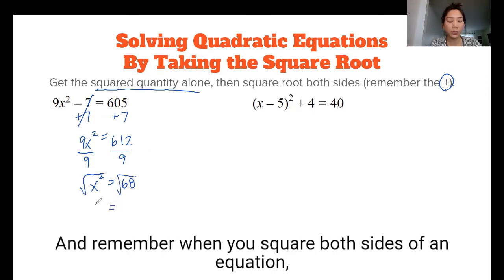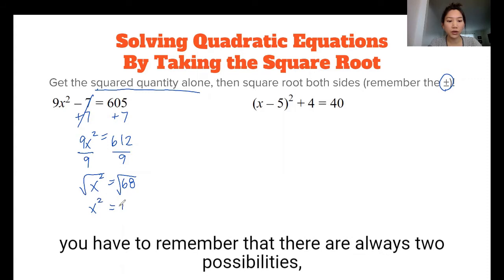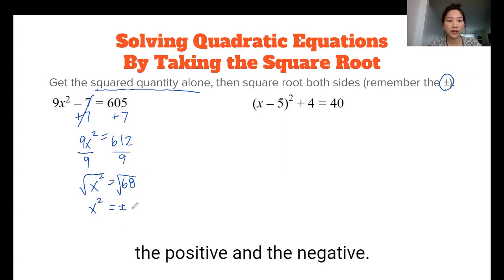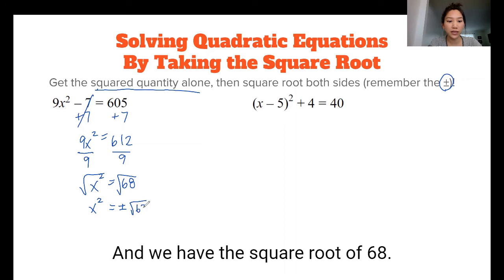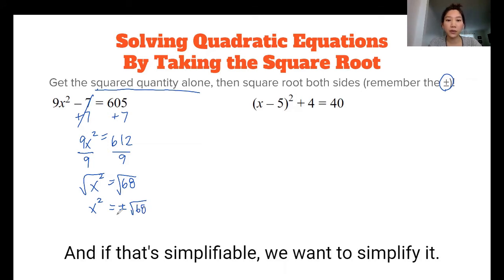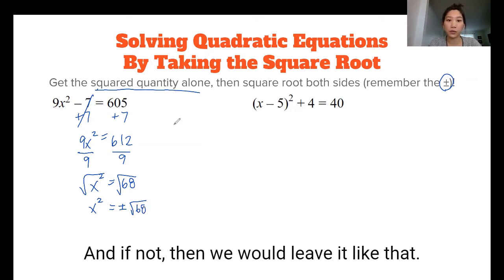And remember, when you square root both sides of an equation, there are always two possibilities, the positive and the negative, and we have the square root of 68. And if that's simplifiable, we want to simplify it, and if not, then we would leave it like that.